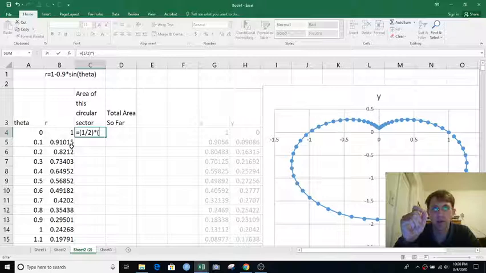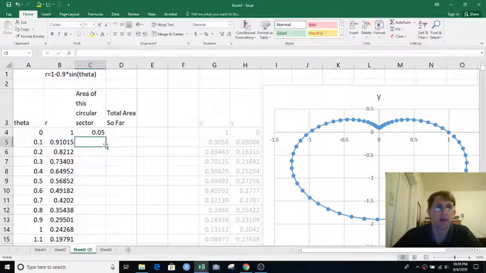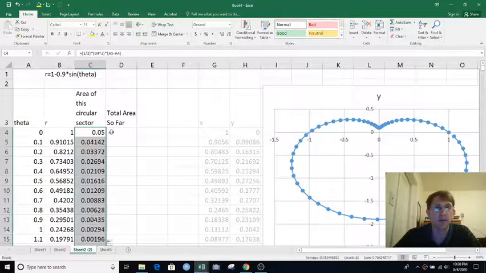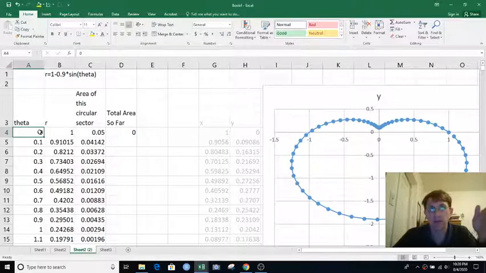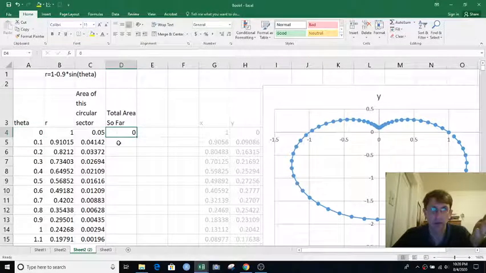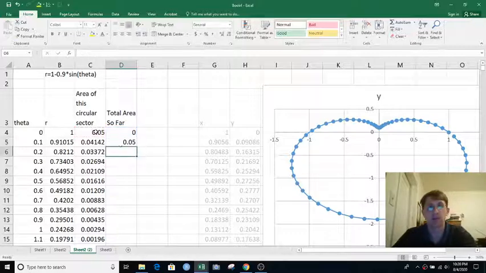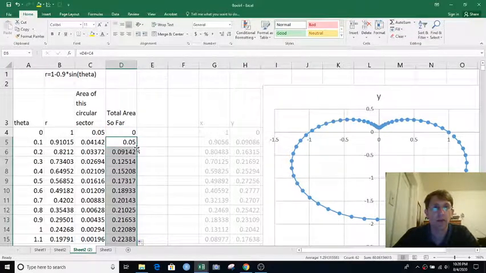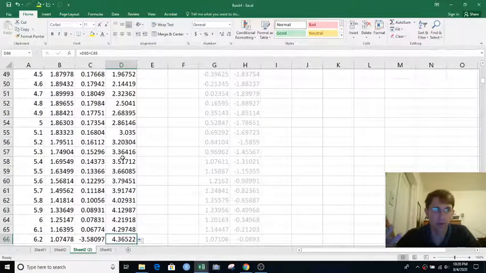Times r squared. Let's just do the simple thing here and take that r and multiply by the difference of the thetas. And we'll fill that down. And then the total area so far, if I start at theta equals 0 and go to theta equals 0, my total area so far is 0. And then on the next row, my total area so far is the previous total area so far plus the area of the circular sector I just had. And then I do that all the way down, and we get an answer of 4.36.